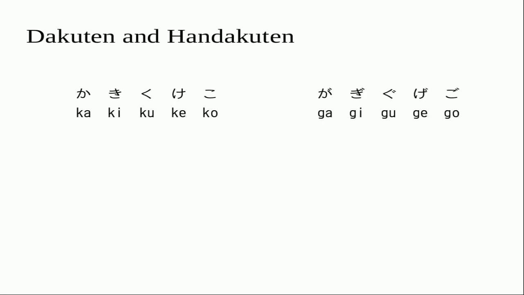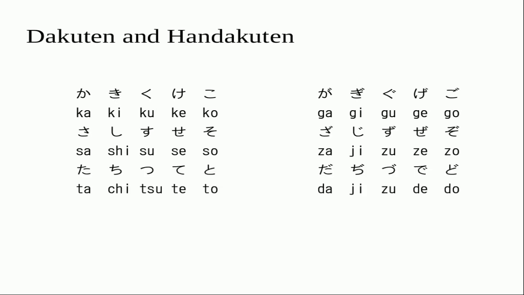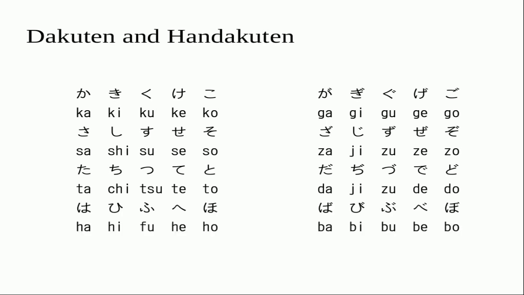Now, how that actually looks in practice is that ka ki ku ke ko becomes ga gi gu ge go, sa shi su se so becomes za ji zu ze zo, ta chi tsu te to becomes da ji zu de do, and yes, those characters are the same. And last but not least, ha hi fu he ho becomes ba bi bu be bo. Now, as I mentioned, these two pairs of characters are pronounced the same way.